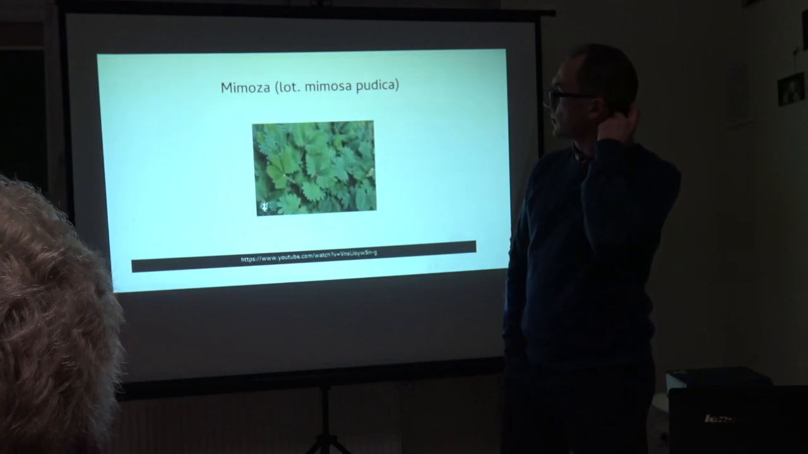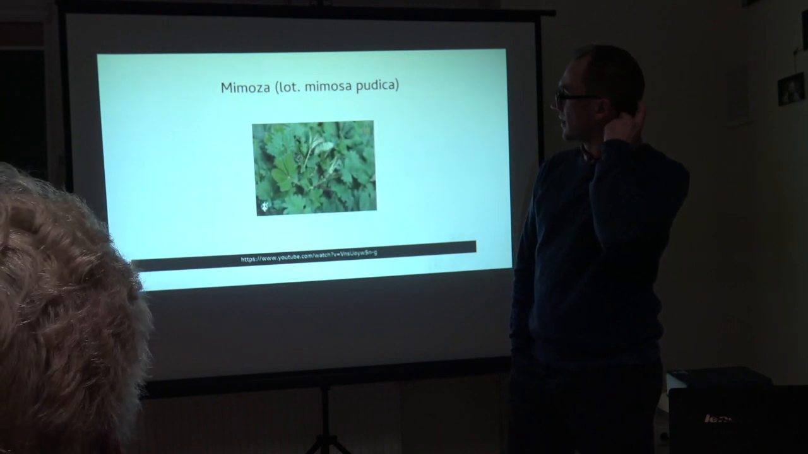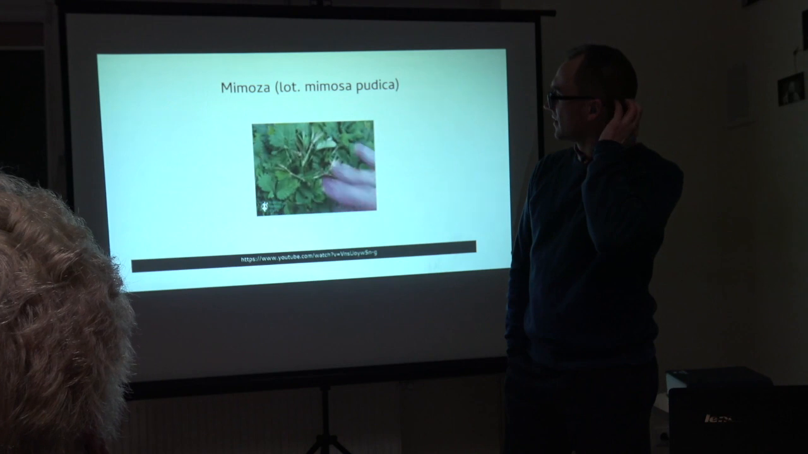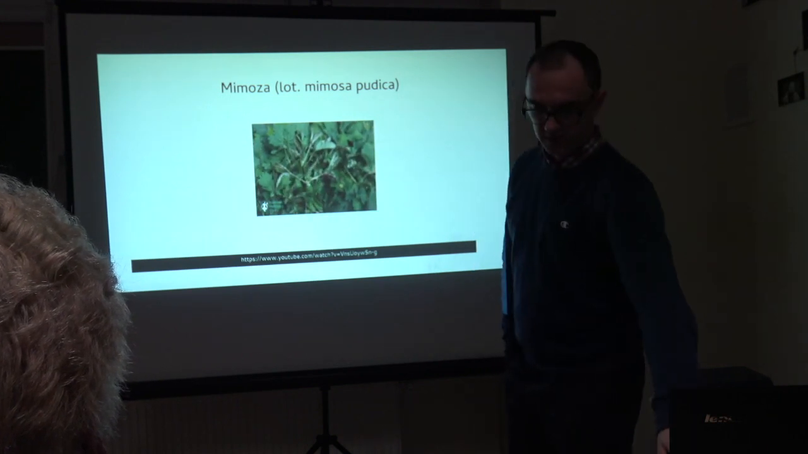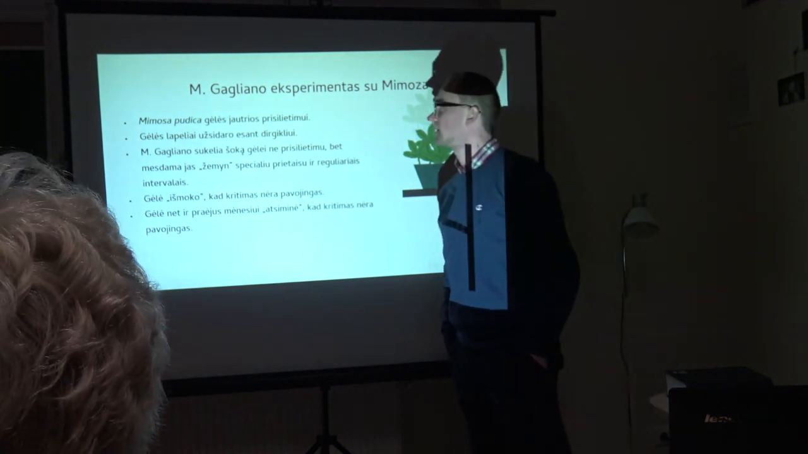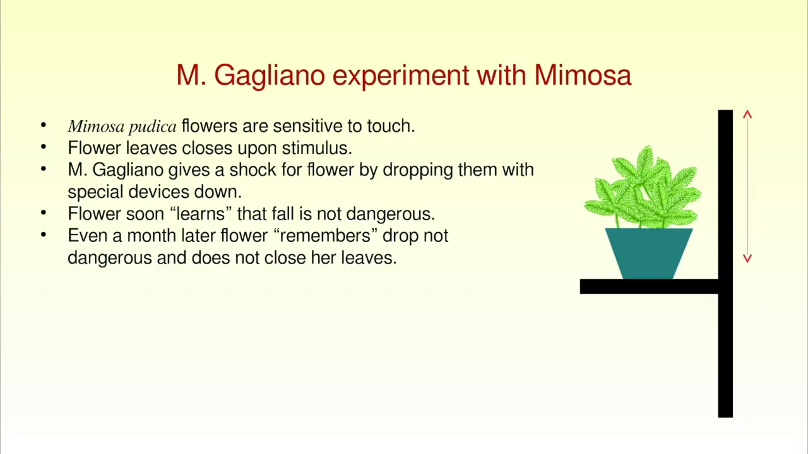This is a flower that is sensitive to touch. She closes whenever a person touches her. It's called Mimosa pudica. And Monica Gagliano made this experiment. Scientific experiment, the device drops the flower down, and when she drops down, she closes. And she noticed that the flower learns to ignore the drop, so she adapts. A month later, she still remembers that a drop is not dangerous.